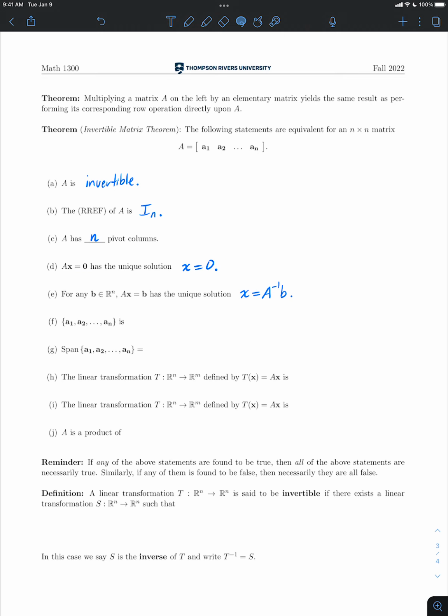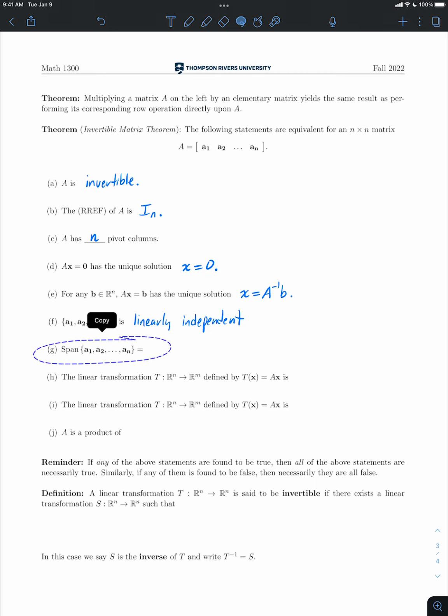Okay, statement F. What do we got here? We've got a set of vectors where the vectors in this set are exactly the columns of the matrix A. That's where those columns A1, A2 up to AN come from. They're columns of your matrix A, which, if statement A is to be believed, is an invertible matrix. So it turns out those columns are going to form a linearly independent set. Remember what that means? It means if you write any linear combination of the vectors in this set, the only way that can evaluate to the zero vector is if all the weights or coefficients are equal to 0.